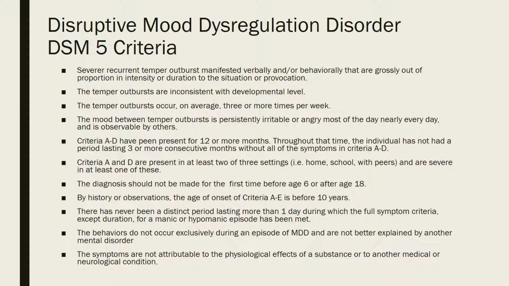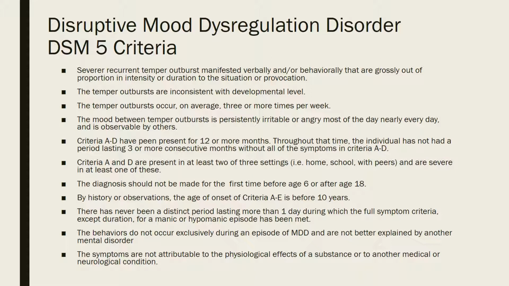And then criteria A and D, so severe recurrent temper outbursts, and then the mood between temper outbursts is irritable, happens in at least 3 settings. So it has to happen across settings. So this is happening at home, this is happening at school, this is happening with your peers, and are severe in at least one of those settings. The diagnosis, like we said, the age range is very important. By history or observations, the age of onset of criteria A through E is before 10 years old. So really, the magic age for diagnosing this is between 6 and 10 years of age.